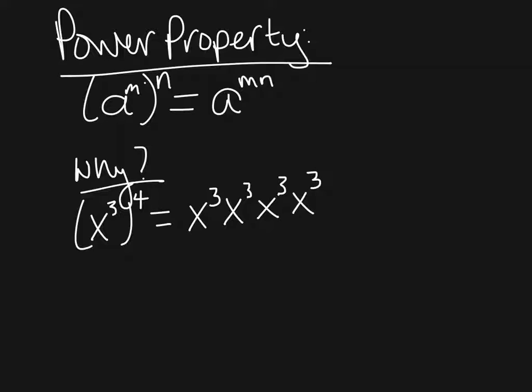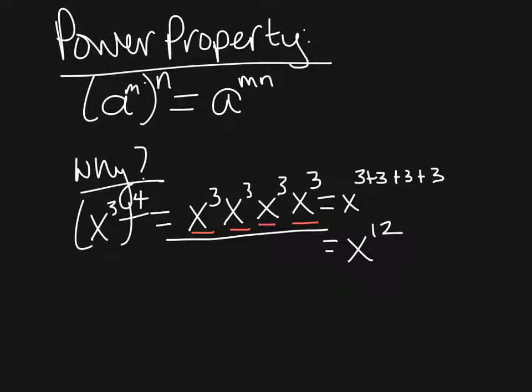Now, using our addition property, we know that since these bases are all the same, this is exactly the same as having x to the 3 plus 3 plus 3 plus 3. You add those exponents up, which is just x to the 12th.